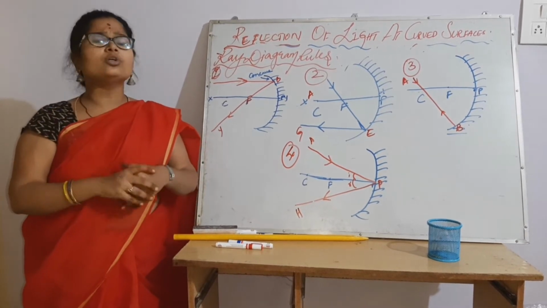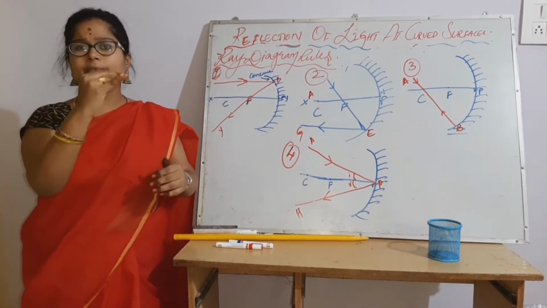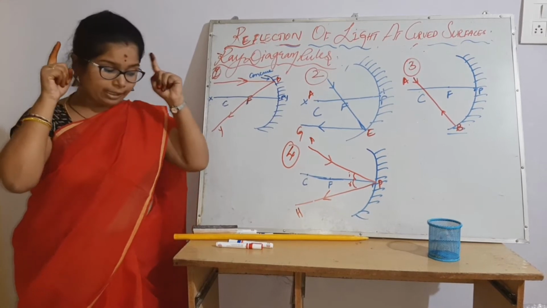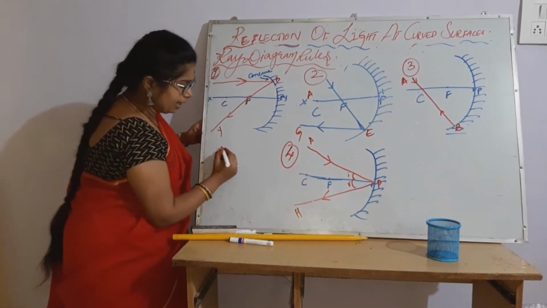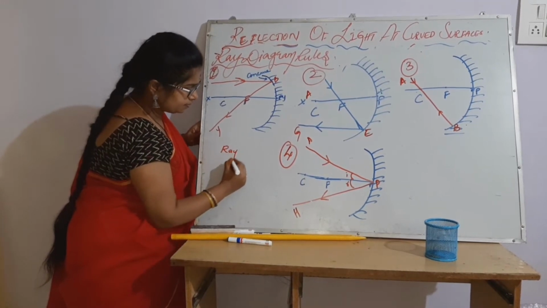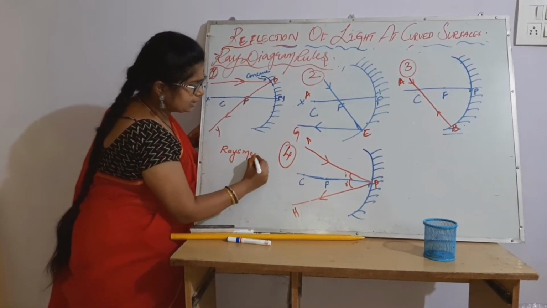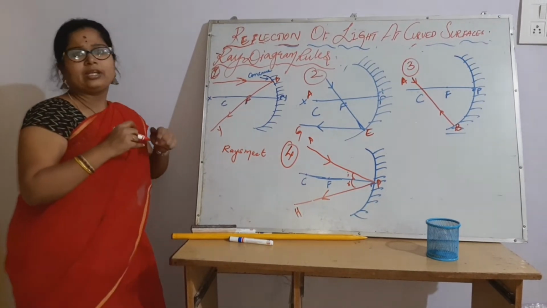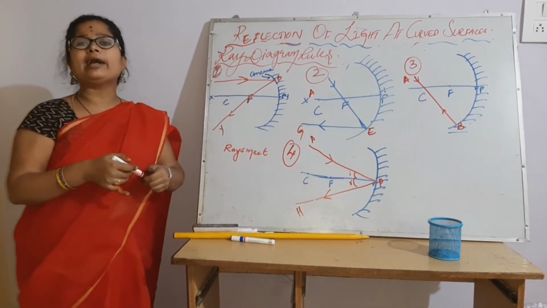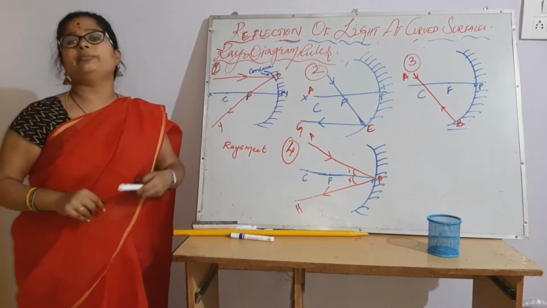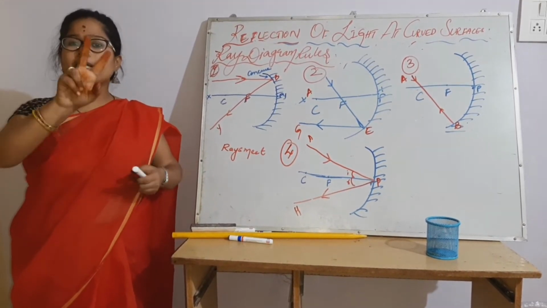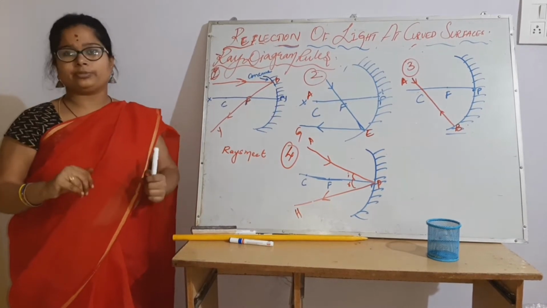And remember one important point here: where the rays meet. Minimum two rays should be there. To meet, one ray can't meet, isn't it? Two have to meet. When two rays meet, there the image forms.